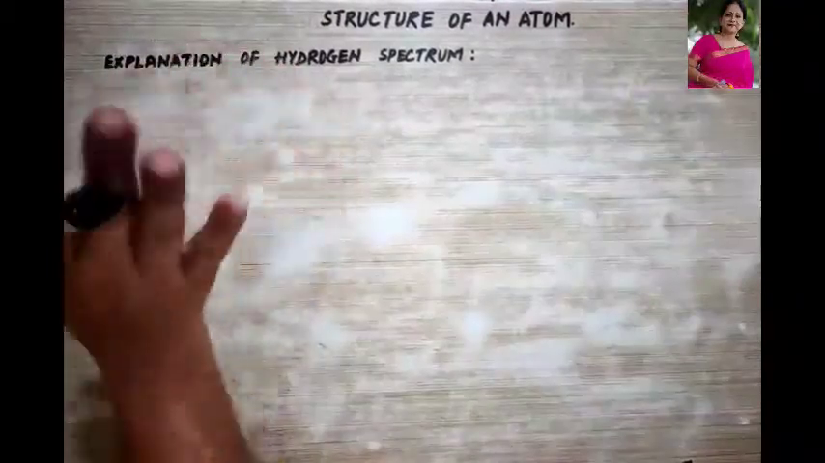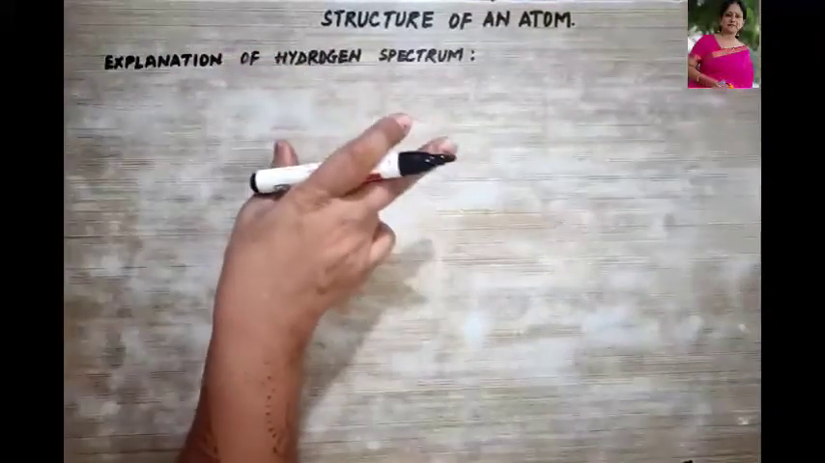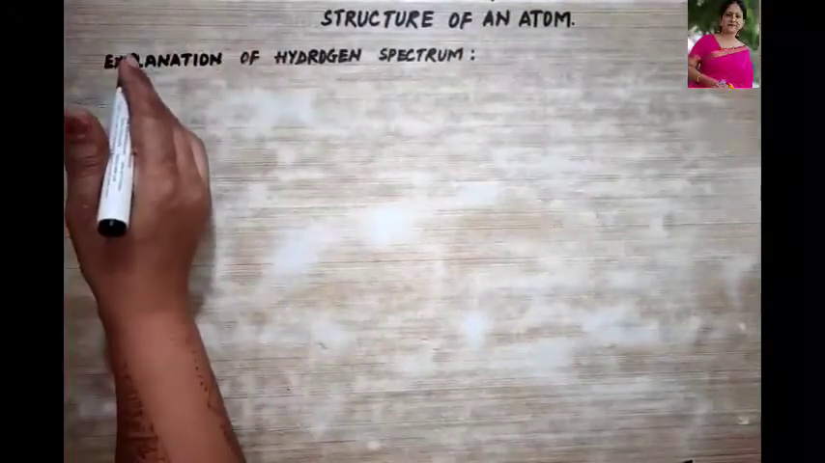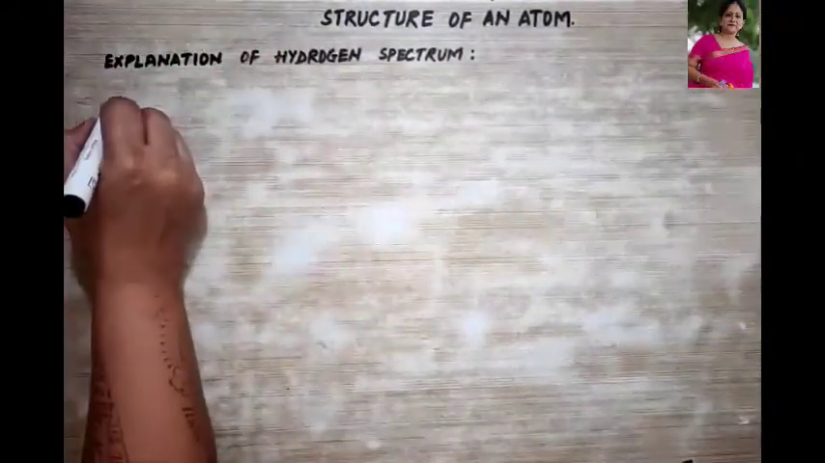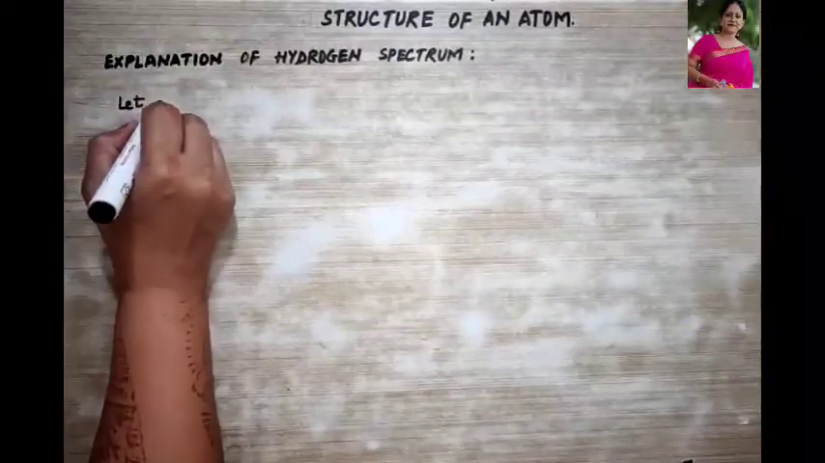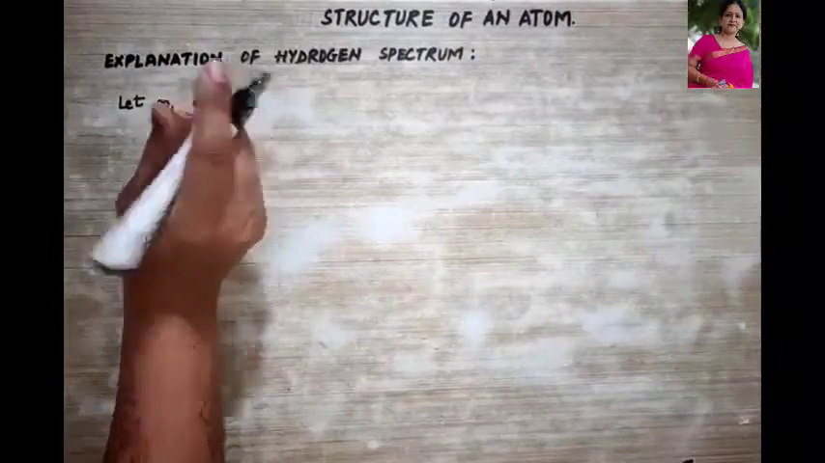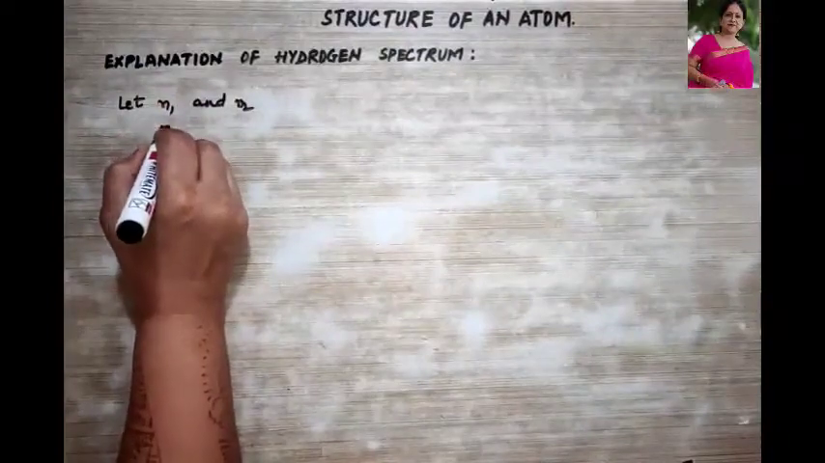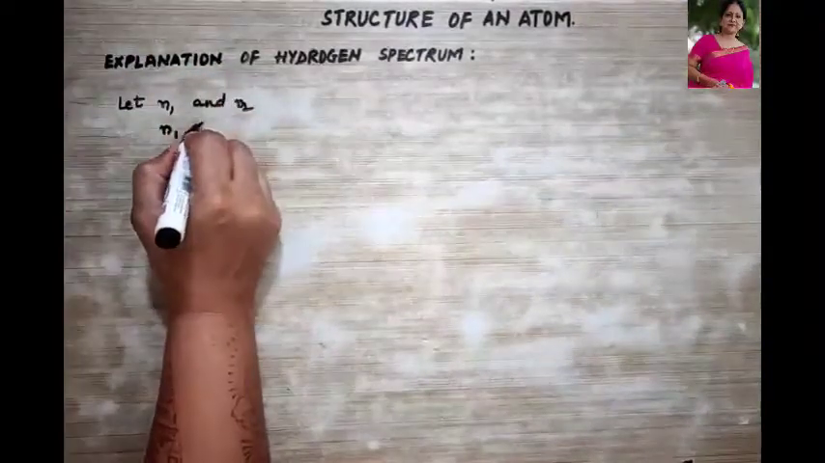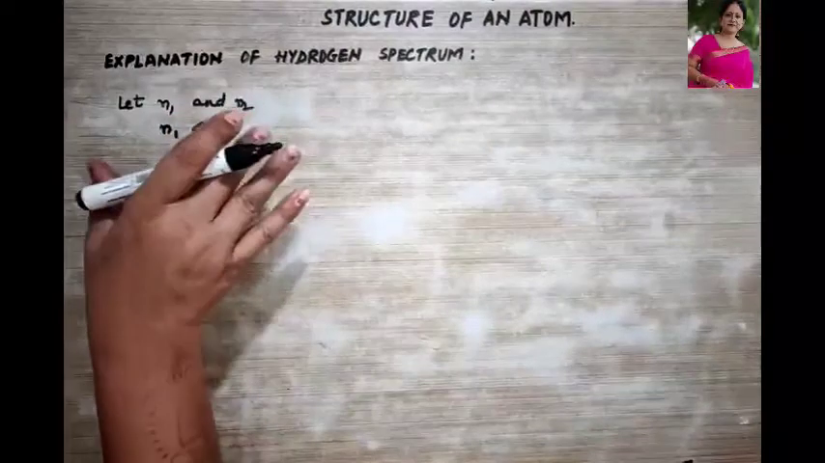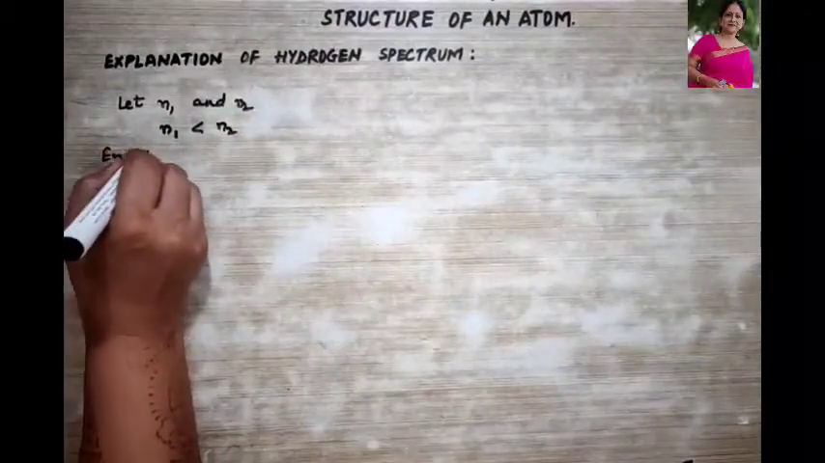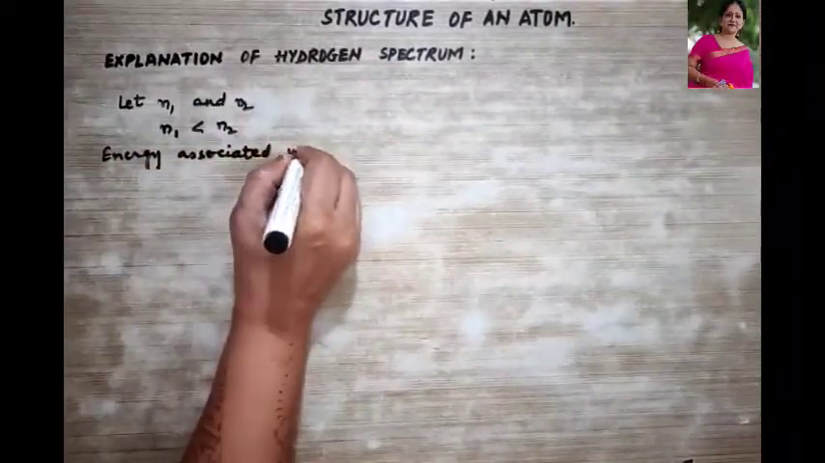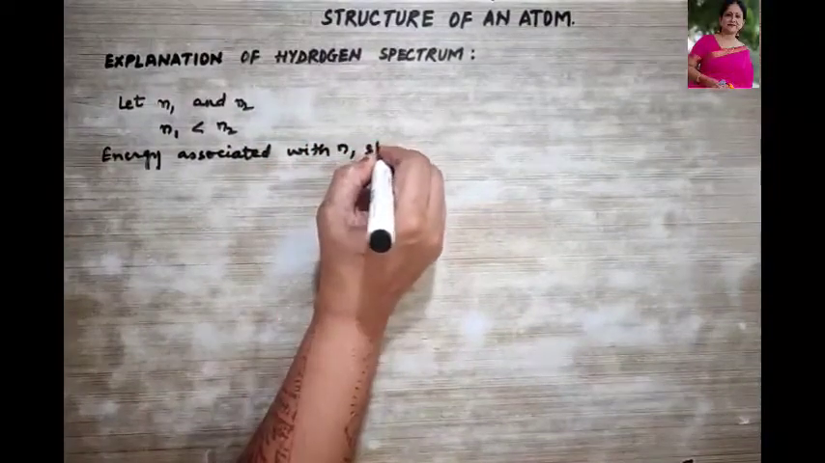As I told you, the different spectral lines in the spectra of the atoms correspond to different transitions of electrons, that is, from the higher energy level to the low energy level. So suppose I say let n1 and n2 be the two energy shells in the hydrogen atom, right? Where n1 is the lower energy shell and n2 is the higher energy shell. Clear? Now, the energy associated with the n1 shell, how much?